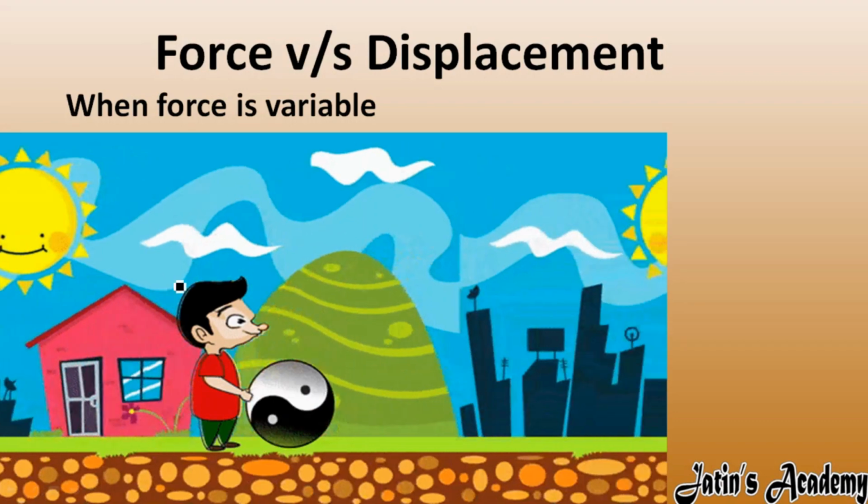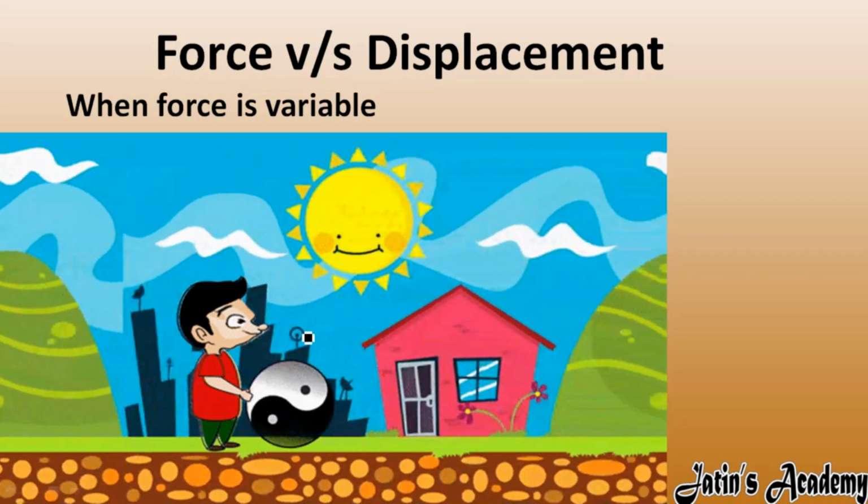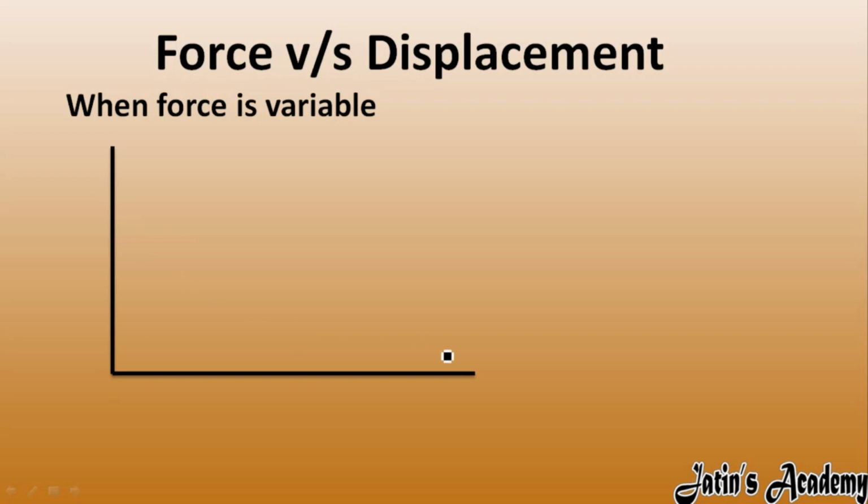When force is variable, initially we apply less force, then force keeps on increasing. So here how the graph will form, carefully see. Here I am taking the y-axis and x-axis. On the y-axis I am taking force, and on the x-axis I am taking displacement. Force is variable means initially force has a low value like 0, then displacement keeps on increasing and force is also increasing. So this graph is basically like this. Initially force is 0, displacement is 0. Force's value is increasing, displacement is also increasing.